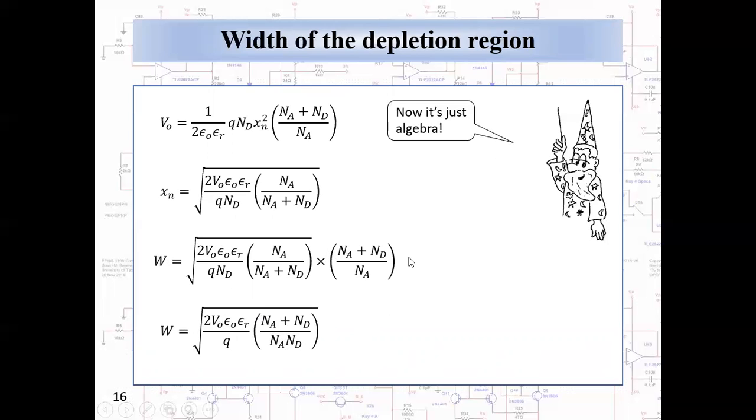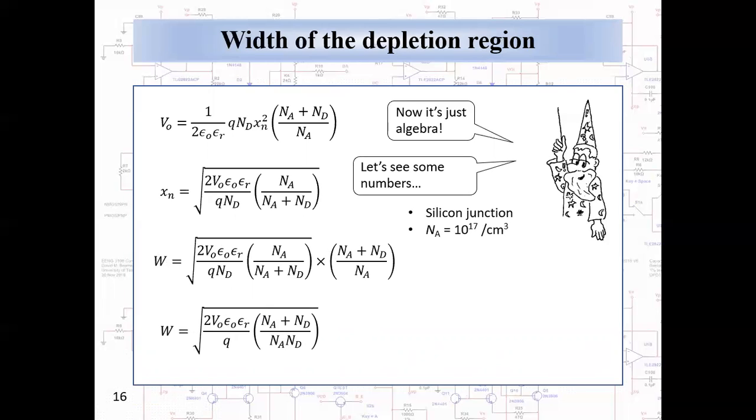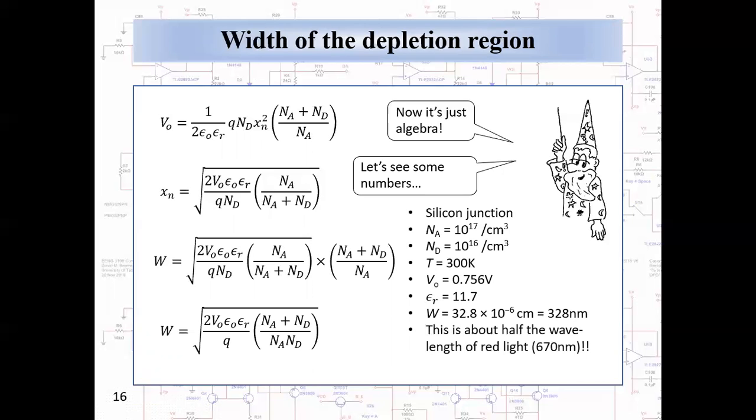Well, we're engineers, we like to see numbers. So let's take a silicon junction with 10 to the 17th acceptors per cubic centimeter on the P side, 10 to the 16th donors per cubic centimeter on the N side, at 300 kelvins. That gives us a contact potential of 756 millivolts. The dielectric constant of silicon is 11.7. And we get a width of the depletion region of 328 nanometers, which for reference purposes, is about half the wavelength of red light. And if we find the average electric field within this depletion region, we get 23 kilovolts per centimeter, which is quite a hot electric field.